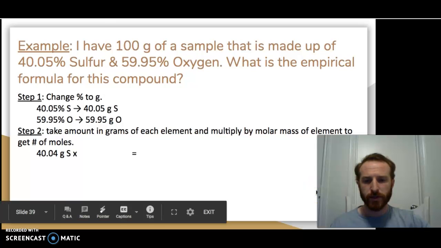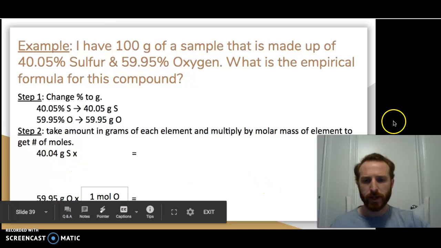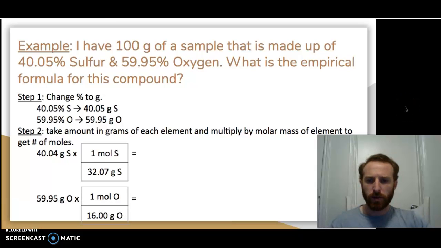So let's look at this first problem and the second one. Here's the first setup, and then for the second, I put 1 mole of sulfur over 32.07 grams of sulfur. I got 32.07 from the periodic table, and also the 16 for oxygen. I do my math and get 1.249 moles of sulfur to 3.747 moles of oxygen. Those numbers aren't whole numbers. I can't make a chemical formula out of that, can I? What do we do? Here's where step 3 comes into play.